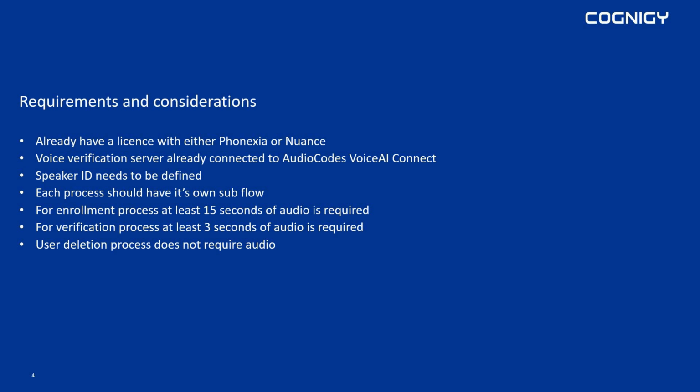There are also a few things which need to be considered before starting. We assume you already have a license with Phonexia or Nuance. We also assume that your voice verification server has already been connected to Voice AI Connect. Your first design consideration will need to be the speaker ID. This is a unique number used to associate the person calling with the biometric data saved on the server. In the demonstration, I will use the telephone number of the caller, but you can also use an employee number or a customer number for the ID.